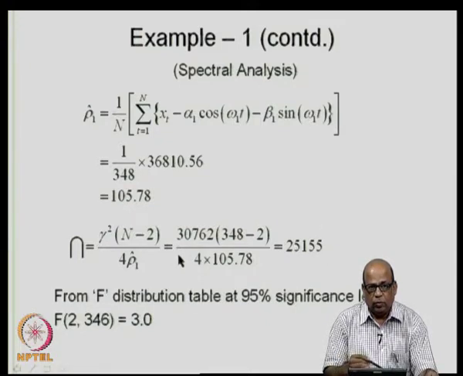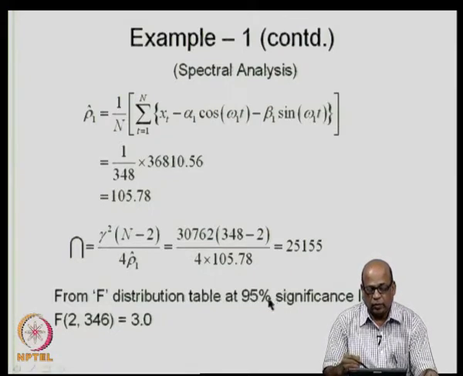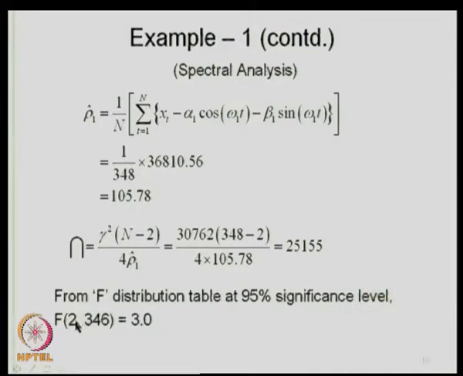With this value, you go to the F distribution tables, which are available in any standard textbooks. Corresponding to 95% significance level, you get F with 2 degrees of freedom, and for n minus 2 as 346, you will get a value of 3.0. If the value of the statistic that you have calculated is more than 3.0, it indicates that the corresponding periodicity, in this case the first periodicity corresponding to omega 1, is in fact statistically significant.